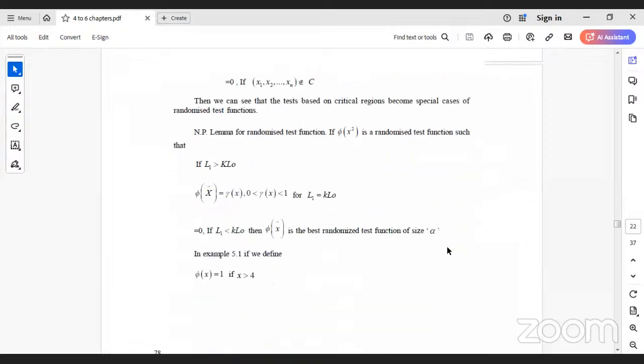As I said earlier, the Neyman-Pearson lemma gives a randomized test function. So phi of x bar is equal to gamma, where 0 less than gamma less than 1, for L1 equal to k L0. If L1 is less than k L0, then phi of x is a randomized test function of size alpha.